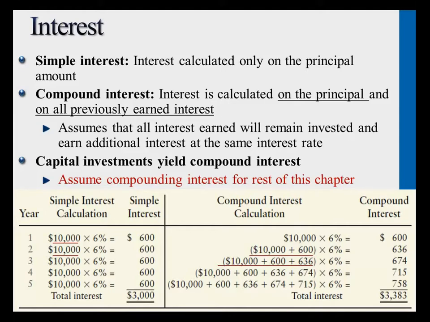Now what's happening in the third year? We take 10,000 and add both previous years' interest, one is 600 and the other is 636, because we're in year 3. That's going to give us 674. Now, do you think you're going to be doing this crazy calculation? Absolutely not. We have tables that we will be using. So this is for you to understand what's happening behind the scenes. This is how we calculate the compound interest.